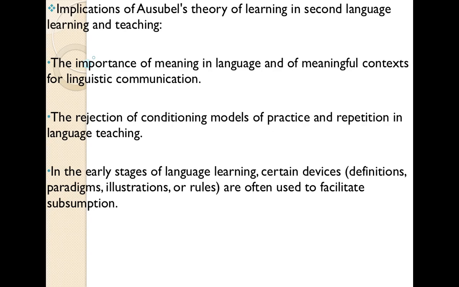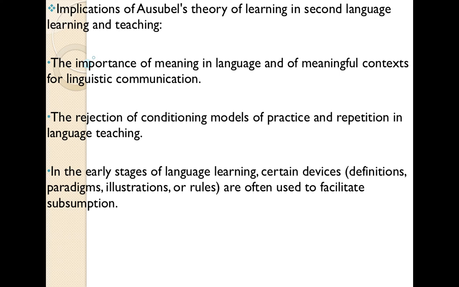And there are certain implications of Ausubel's theory in learning a second language. The first one is that the importance of meaning in language and of meaningful context for linguistic communication means that the context is important. We should create a context not of rote learning, but a context of real communication. The rejection of conditioning models of practice and repetition in language teaching means that we reject certain ideas, for example, that of repetition, that of imitation, since it will not lead to retention of the information.